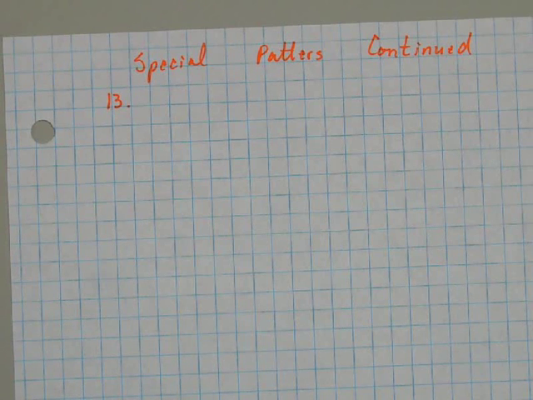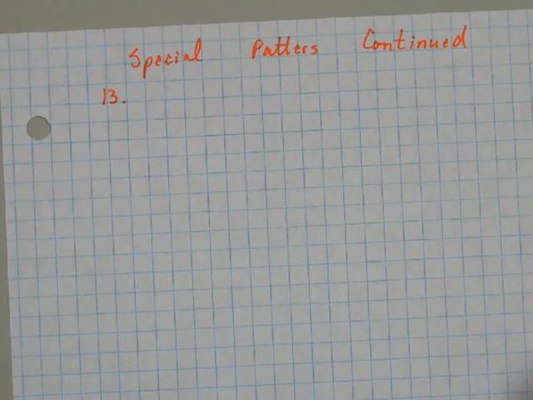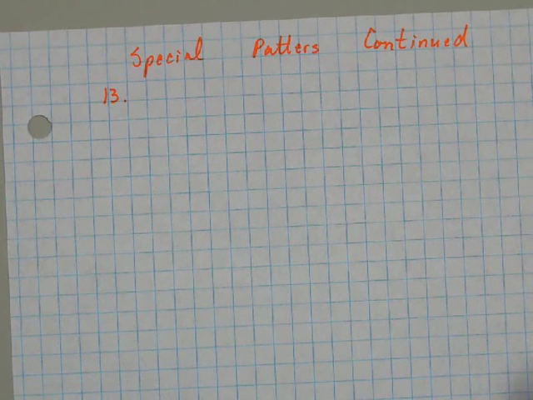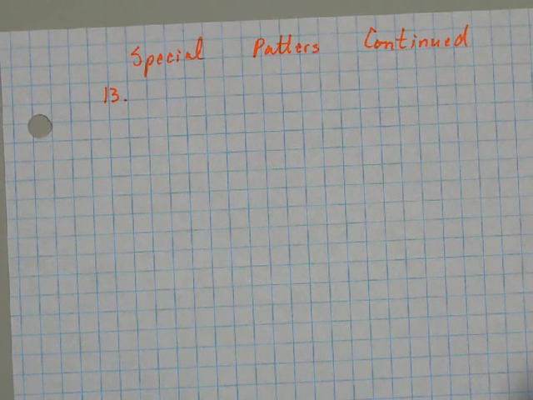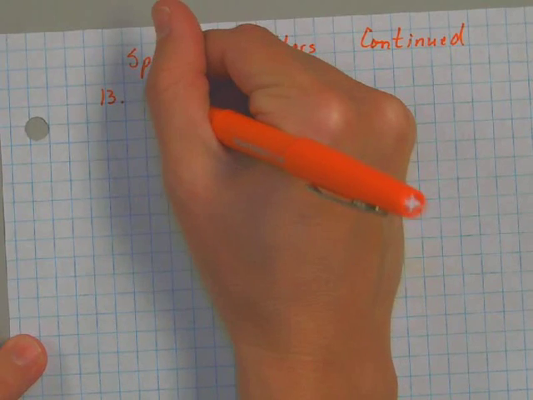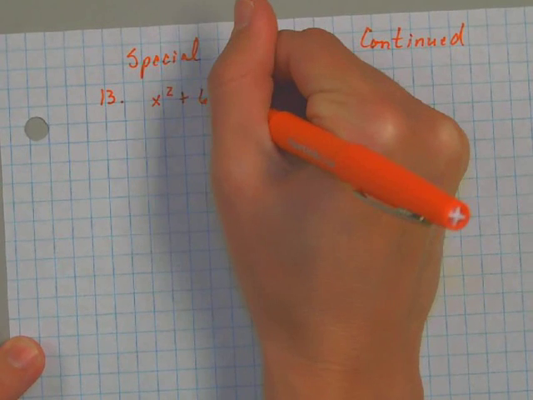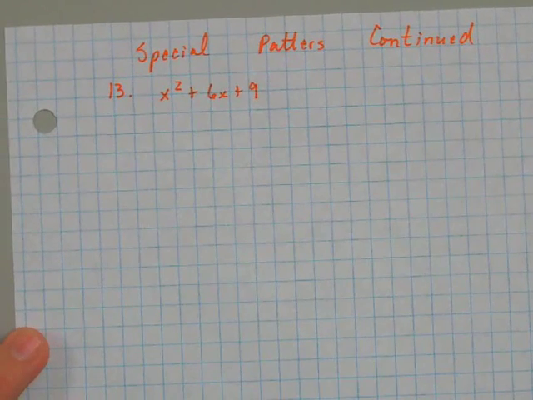I have one more special pattern that's going to be pretty important for you to at least be able to recognize. So I'm going to give you an example once again, and then I'll talk about the formula. If I have x squared plus 6x plus 9, and I'm just worried about factoring right now.